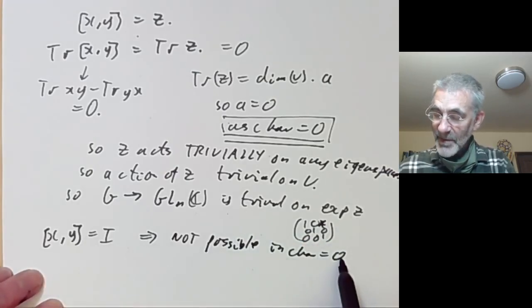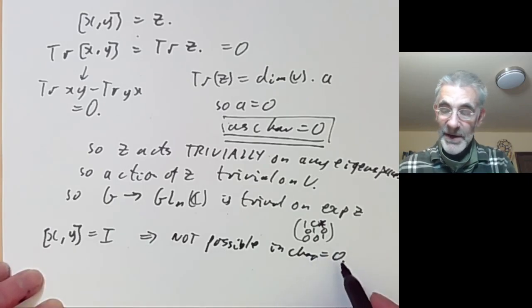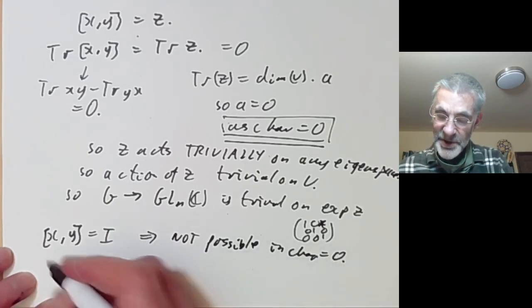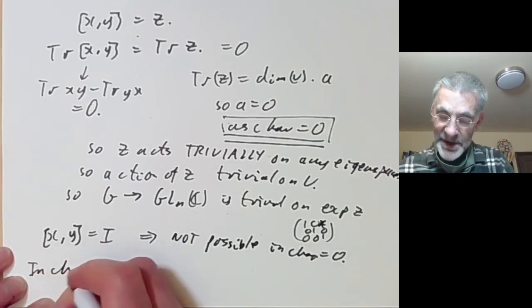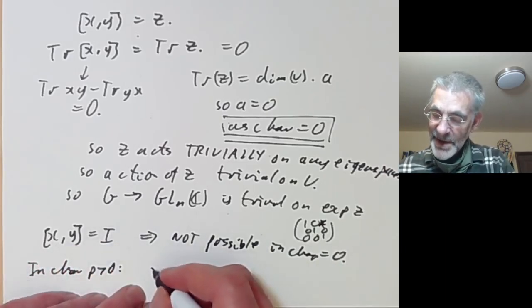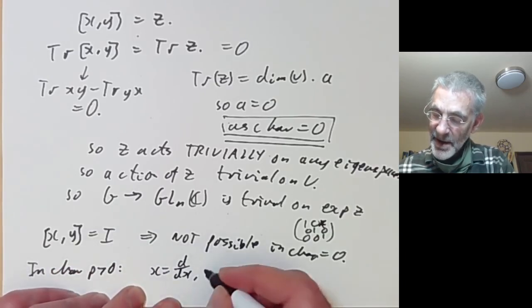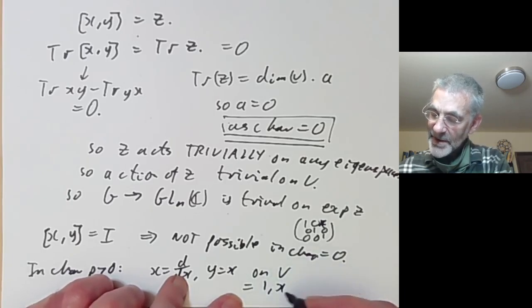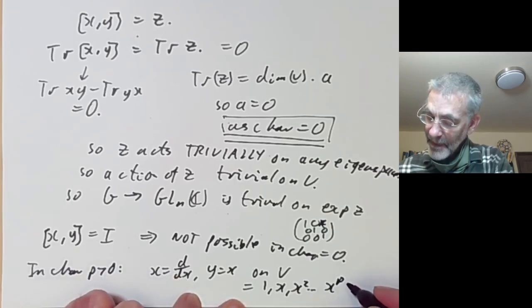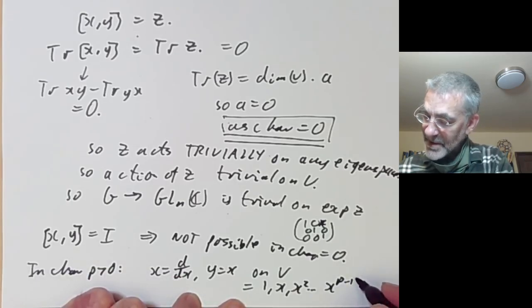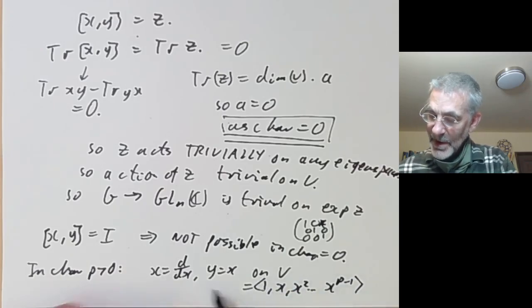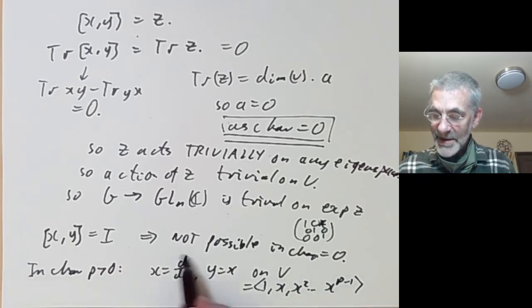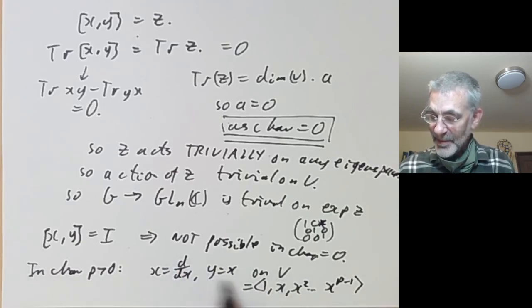I just point out that the condition of characteristic zero is actually essential because in characteristic p greater than zero, we can take x to be d by dx and y to be multiplication by x on the space V, which is spanned by 1, x, x squared up to x to the p minus 1. We notice that d by dx to the power of p is equal to zero, so this is why we can do this in characteristic p, but not characteristic zero.